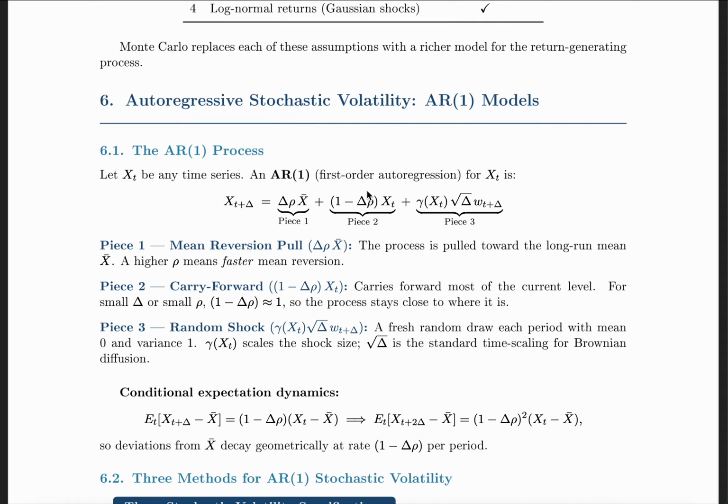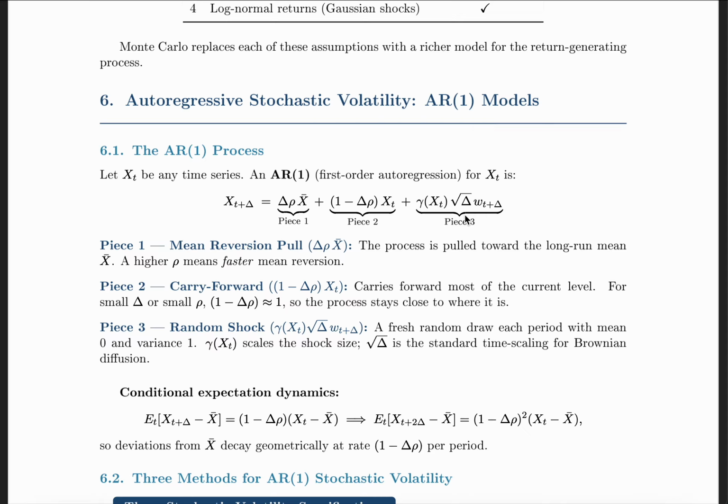And then we're going to look at piece 2. What piece 2 is saying is that x_t is our current level today, and x_{t+delta} is our level 1 period from now. And it's saying that, because delta is a very small number, we're going to stay mostly at today's level. So pretty much tomorrow's level is going to be just a slight deviation from today's level, but it's going to depend on rho, which is the strength of the pull.